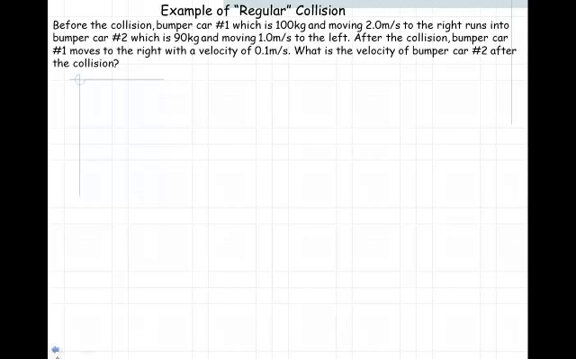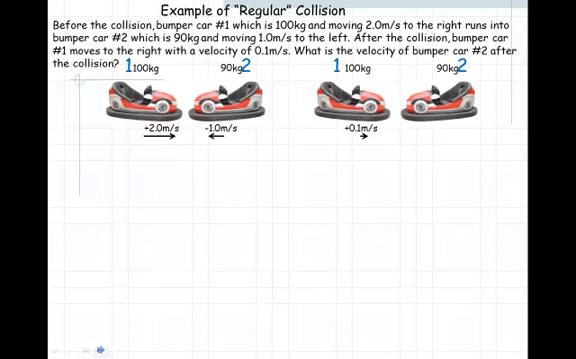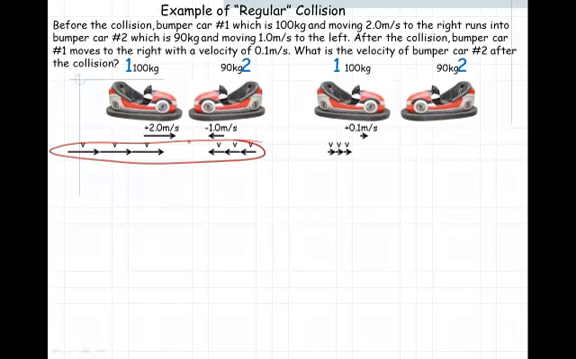All right, so the first step is to make sure we draw our labeled picture. So there's our labeled picture. Now, your picture doesn't have to be as detailed as this, but you get the idea. The next step is to draw the before and after motion maps. So the before motion map would look like that, and the after motion map would look like that, with us trying to figure out what's happening with the motion map of bumper car number 2.